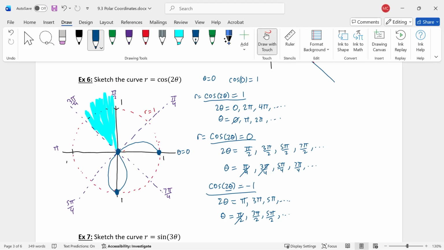Okay, now we're looking at what happens at pi. So again, we're concerned with how the function travels from 3 pi over 4 to pi. So at pi, we should get 1. So we're going out a distance of 1. So it's rotating through that region to there. Okay, now we're looking at what happens in this region.